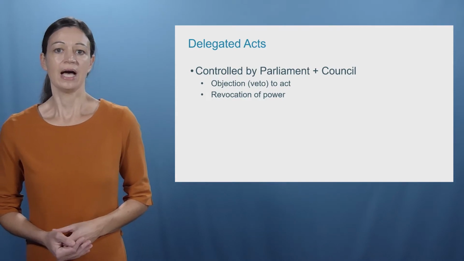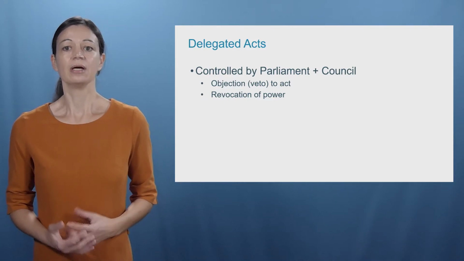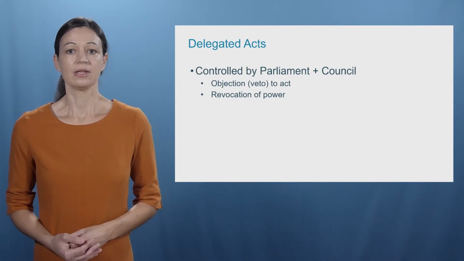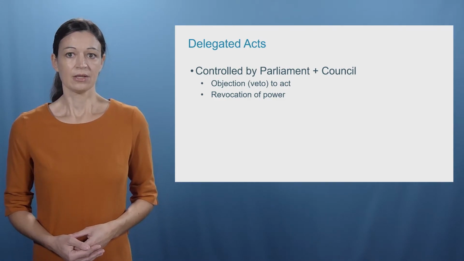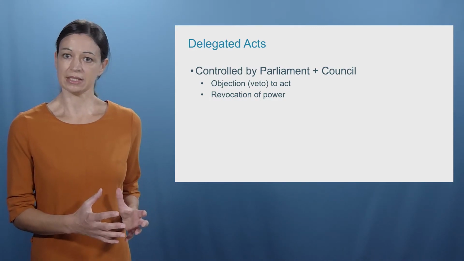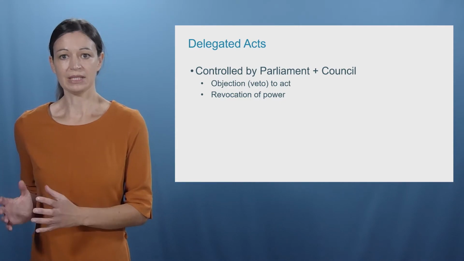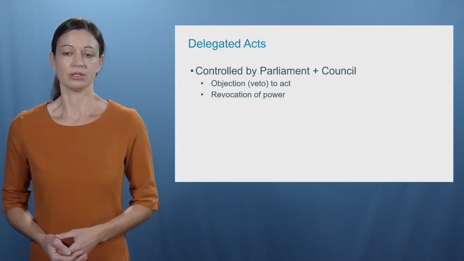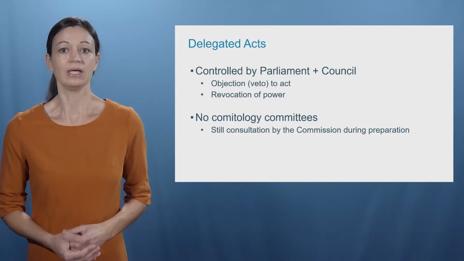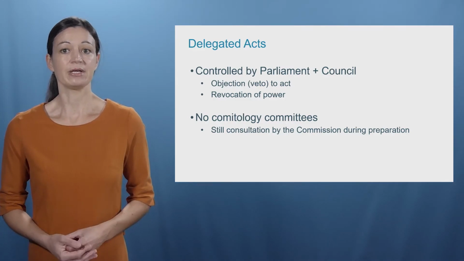Let's have a closer look at delegated acts. Because the power to adopt a delegated act is considered to be quasi-lawmaking, the Lisbon Treaty gave the European Parliament and the Council the power to control the process. The treaty therefore makes it possible for the Parliament and the Council either to object to a particular delegated act, which prevents it from coming into force, or to revoke completely the delegation of powers to the Commission. The comitology committees do not have a decision-making role in this procedure. However, the Commission consults Member State experts when preparing a delegated act.